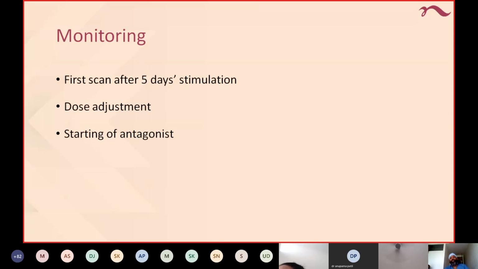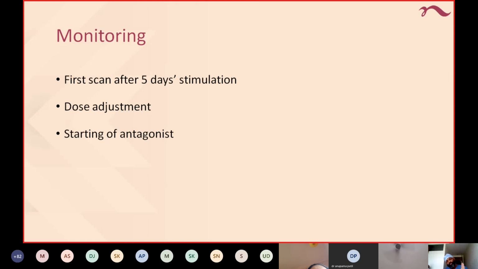How do you monitor in an IVF cycle? Since we are using recombinant hormones, HMG hormones, or higher concentration, it's very important that we see how the growth is, whether it's very less or very hyper-stimulated growth. We need to identify that. So after 5 days of injection, please do a scan and see, and then you assess, and then you do the dose adjustment.